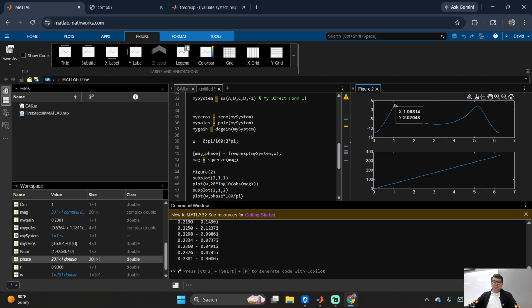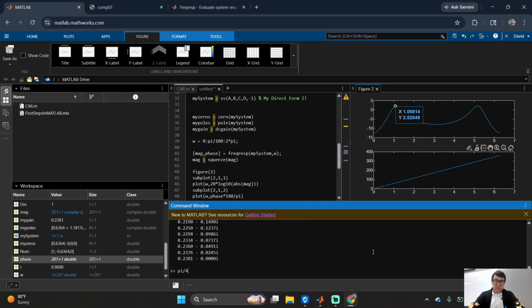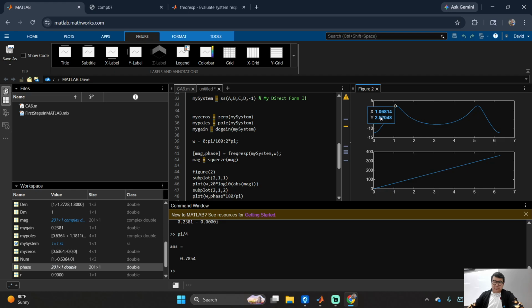Where's the pole? 2.02, right? What's pi divided by 4? 0.78. So the pole should be right here. This is 2 pi, 3 pi, normalized. You guys will verify that for me, okay?